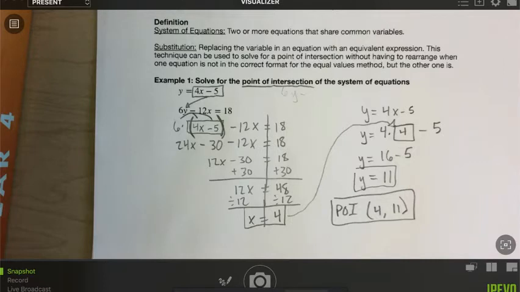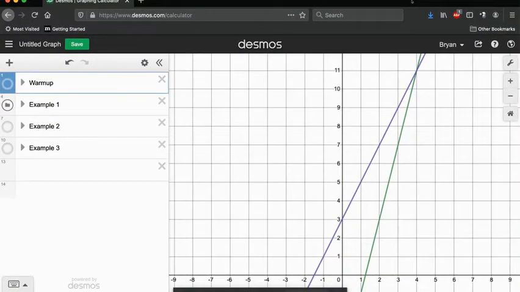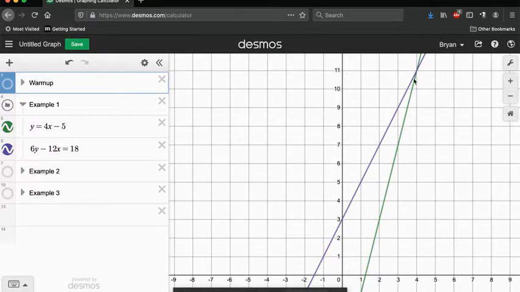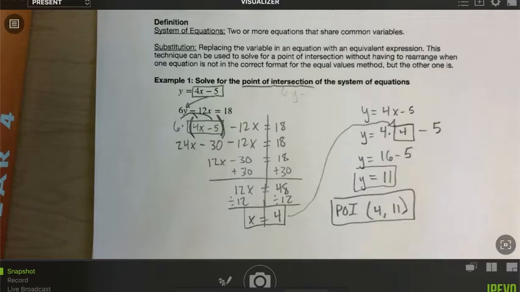All right. And so you can always confirm this. If I take a look at a graph of those two equations, sure enough, you're going to see that they cross at the point 4, 11. So all I've done is prove using algebra that I can get the same point of intersection without the graph. All right, cool.